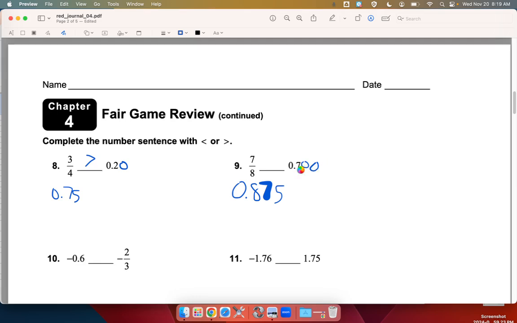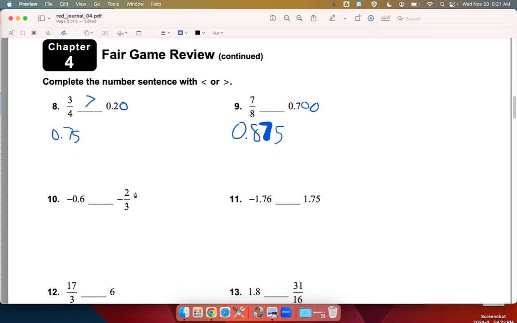0.700, sorry, 0.700 and 0.875. When we look at those again, you can compare them. 0.875 is greater, so we're going to put that greater than symbol in there. Again, when we talk about comparing, we have to be careful with the negatives. Negatives are a little bit different.